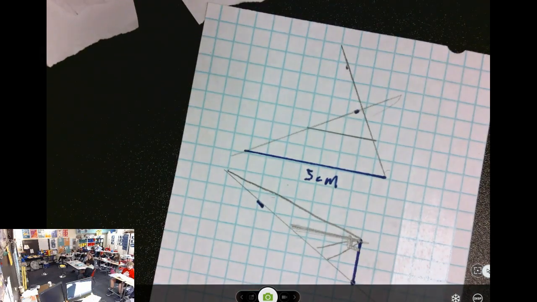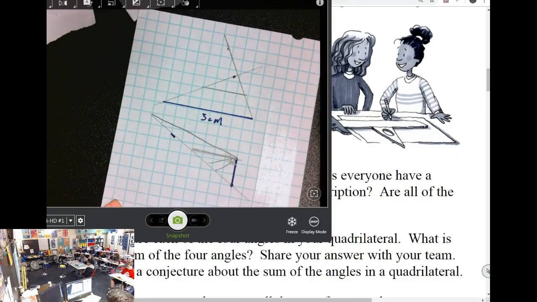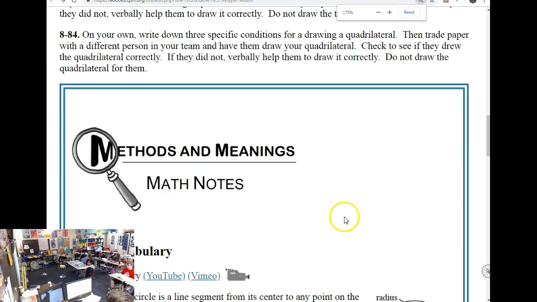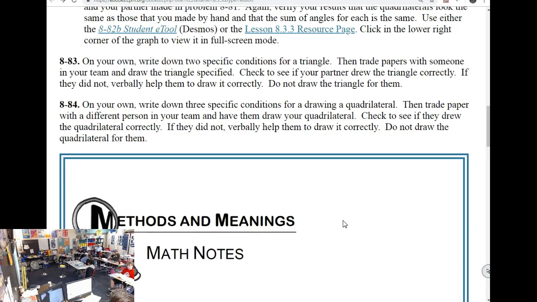So would we all get the same shape? No. Again, we don't have enough specifics. Yeah, Jalen. Well, sir, my shape does not look like yours, but it indeed does have a side. Yeah. I mean, so what we're all going to have, sorry, I was trying to figure out what you were going for. This 30 might be over here. This 60 might be over there. But we should all have a 5 centimeter side and these two angles. But we don't know anything else.